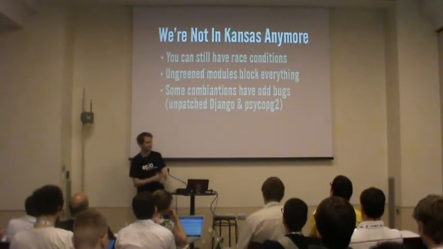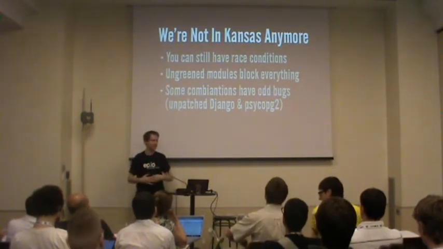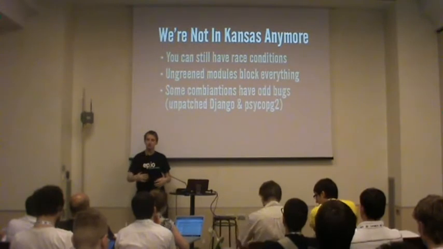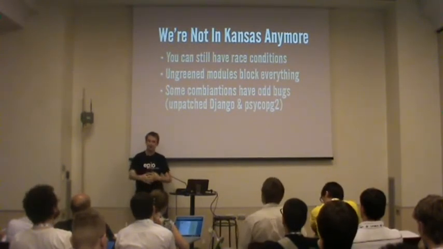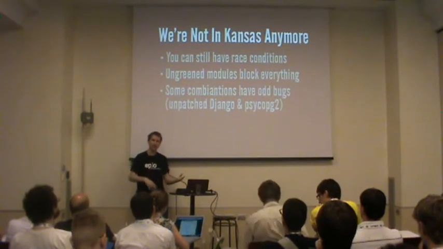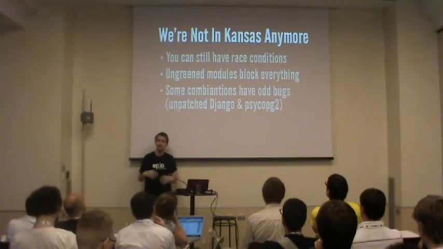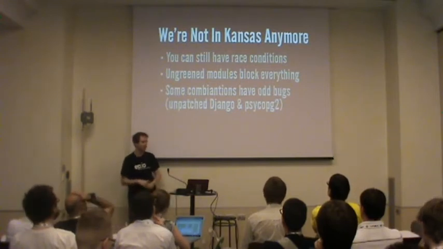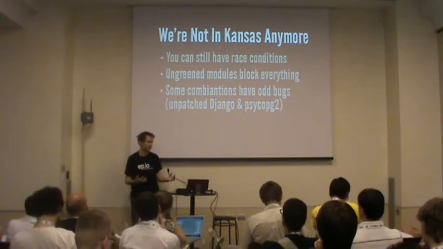There are still problems. You can still have race conditions, even though it's a single thread at a time, because if you don't quite work out where those context switching points are, you can be a bit lax and have, say, one dictionary assigned while another one's waiting. As I said, ungreen modules block everything. You've got to be very careful about that kind of thing. And also, some combinations of libraries and situations have very odd bugs.